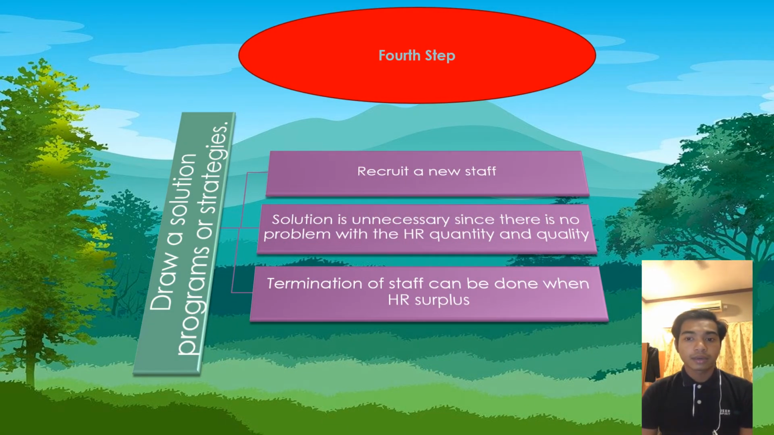The next step is to draw a solution program or strategy. When human resource shortage happens, the best way is to draw solution strategies, which a manager should think about. Recruit new staff because it can fulfill our job goals and also ensure that an organization will continue to maintain its commitment to providing equal opportunity to employees. An ideal situation is when HR is sufficient because the solution is unnecessary since there is no problem with the HR quantity and quality. Lastly, termination of staff can be done when there is an HR surplus, because the company or organization has to bear the loss of excess stock.